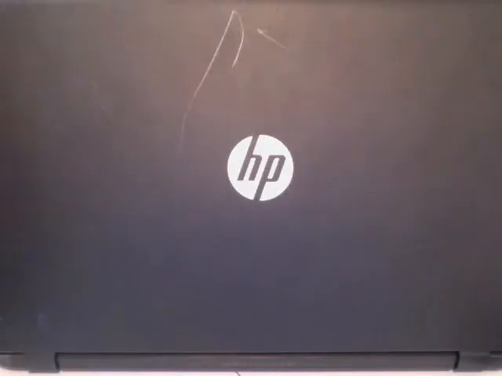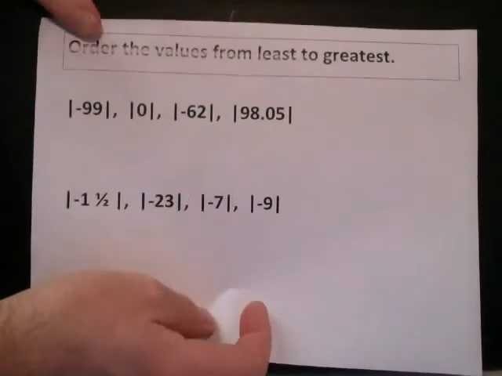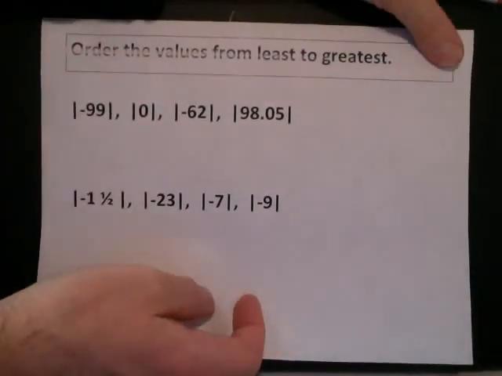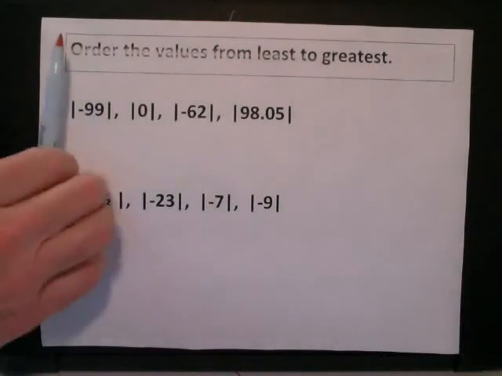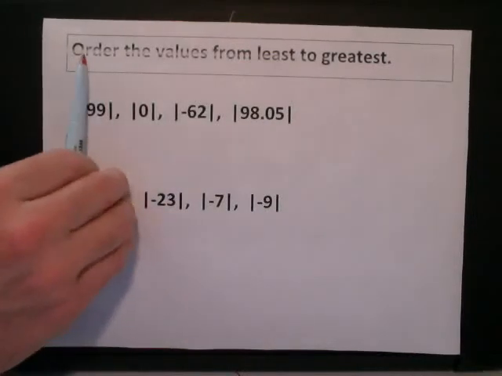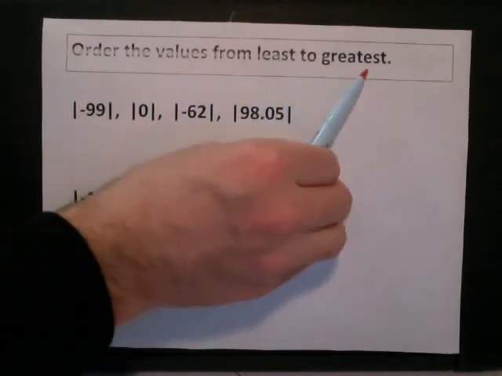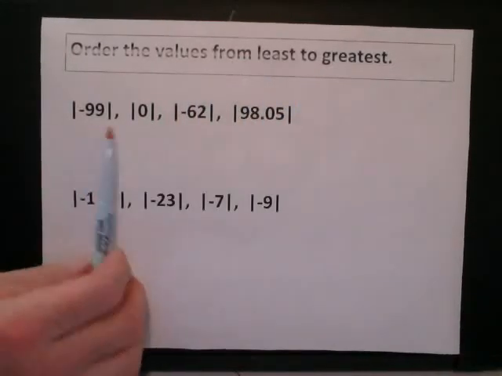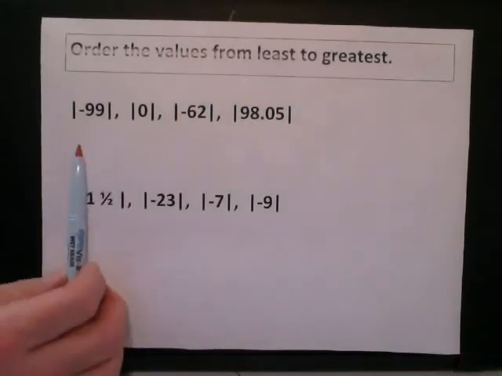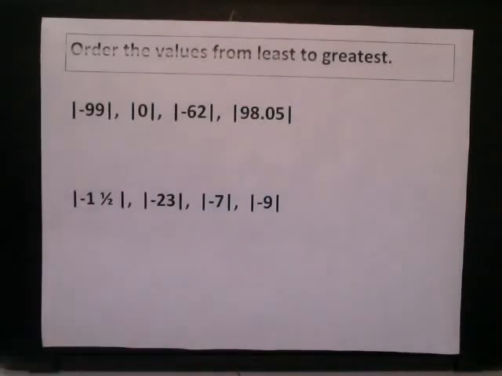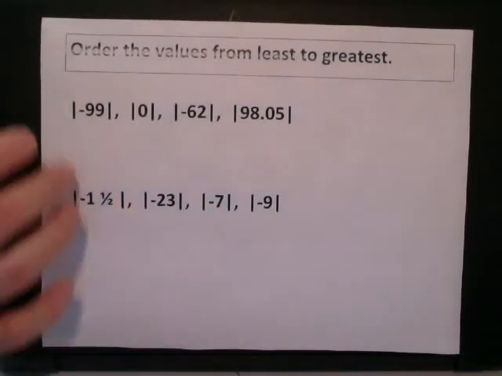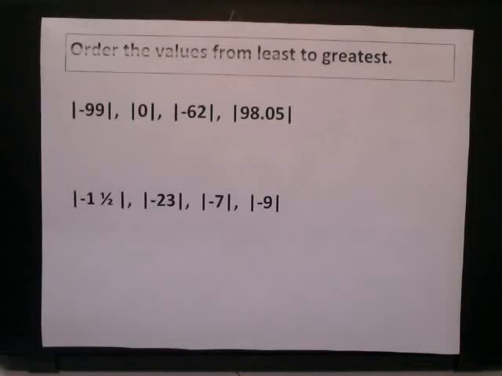Alright, let's try another activity with absolute value and ordering. Order the values from least to greatest. So here are the values, and you can pause the video and try to order these yourself, or you can wait a moment and see how we actually do it. But if you're going to do them yourself, pause the video now.